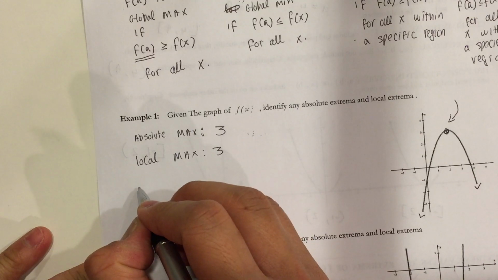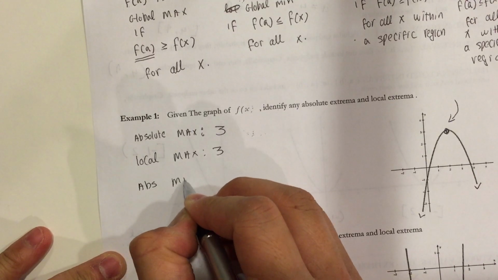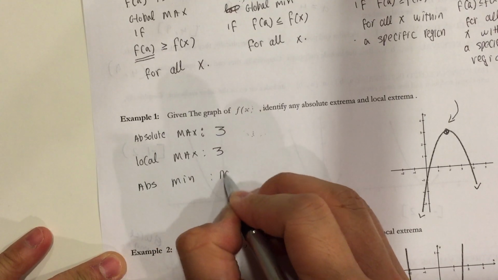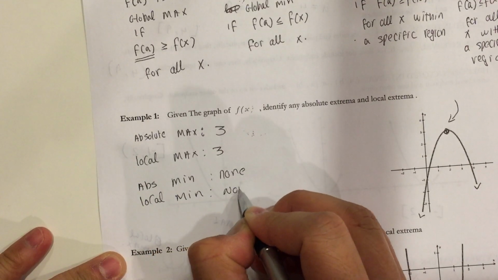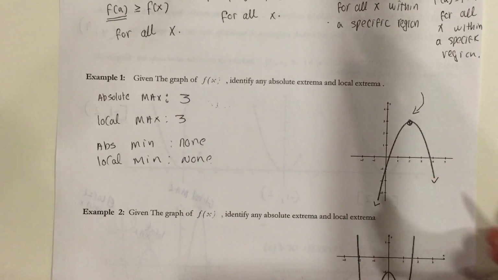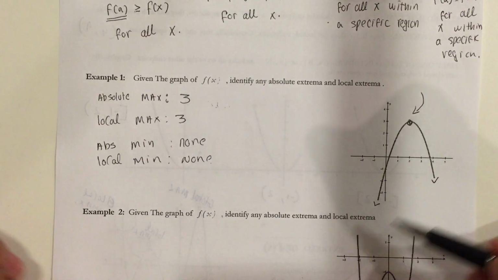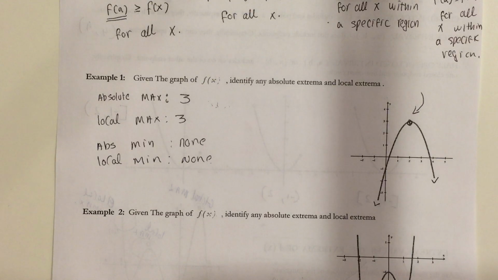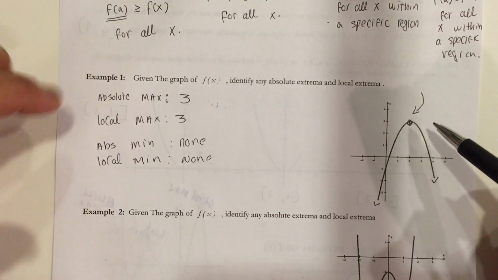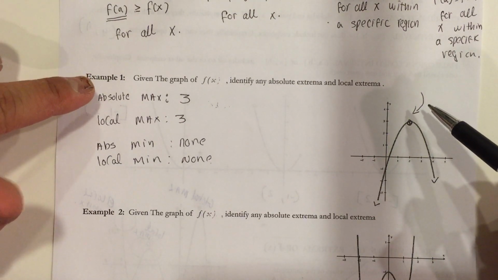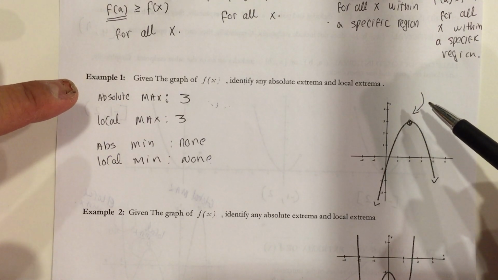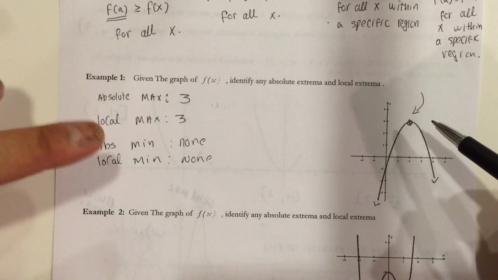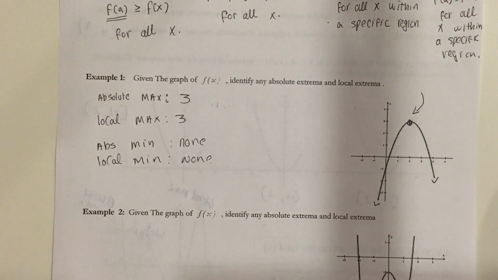It does not have an absolute min or local min. It does not have a minimum value because if you look carefully, the graph would just continue to go down forever. So it does not really have a minimum value. It has a maximum value. But I'm sorry, every absolute maximum is also a local max. But a local max does not necessarily mean that it's an absolute max.